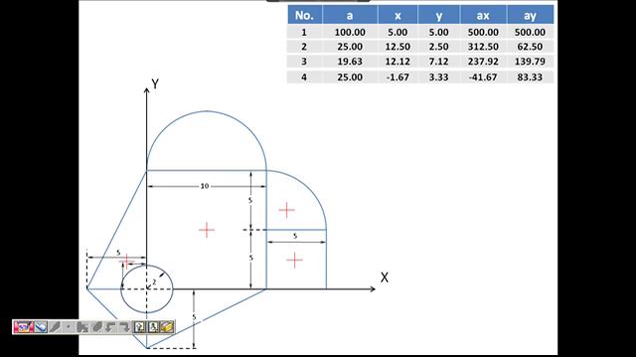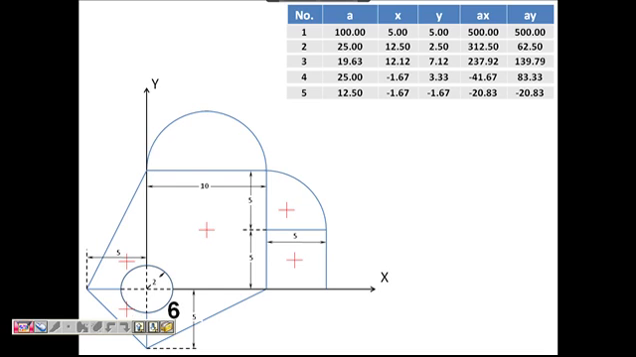Similarly, we do our operation for figure 5. We locate x and y. We locate the centroid, its coordinates, and put them here. These numbers are 12.5, minus 1.67, minus 1.67.